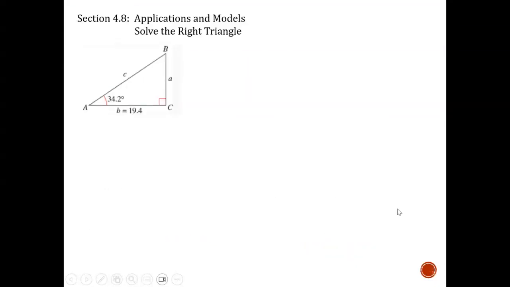Okay, now this is the first problem from 4.8. They want you to solve a right triangle. Let's do it then. Let's see what they give us. By solve, you have to find angle A, angle B, angle C, little a, little b, little c.